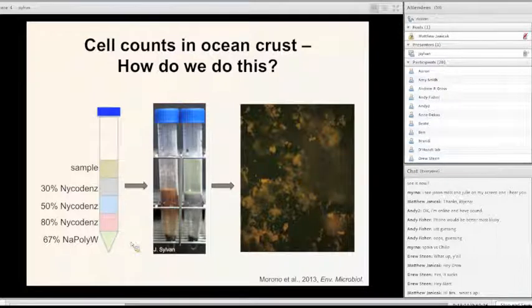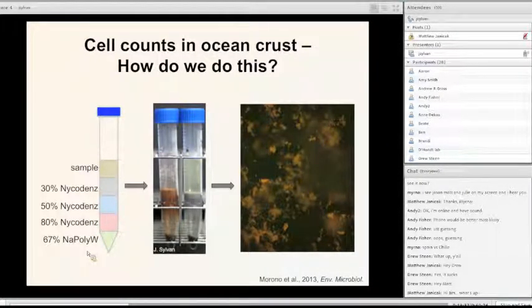And then you take this slurry that you have and add it to, this is a 15 mil centrifuge tube, which has a gradient of Nycodenz. And the idea here is that Nycodenz is more dense than cells. And so if you centrifuge this, the cells should not pass through the Nycodenz. And at the end, you should have your rocks at the bottom of the tube and your cells suspended somewhere in one of these layers.